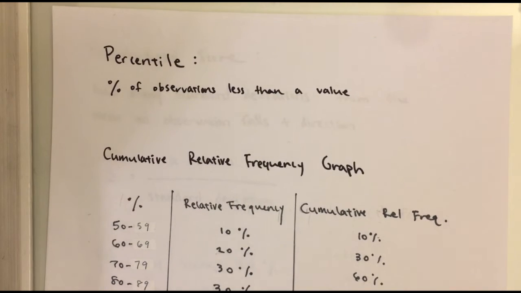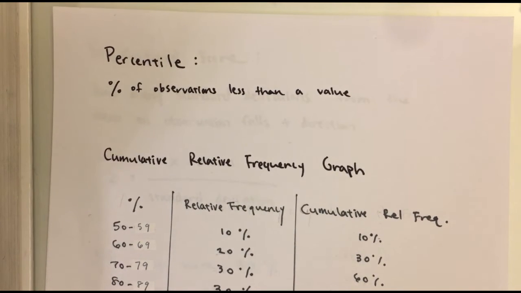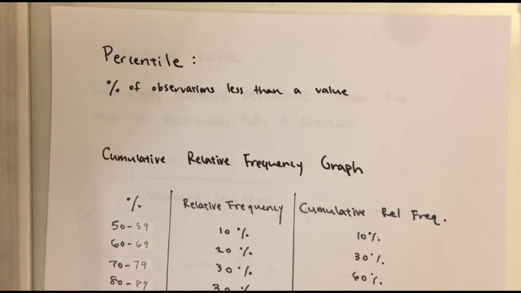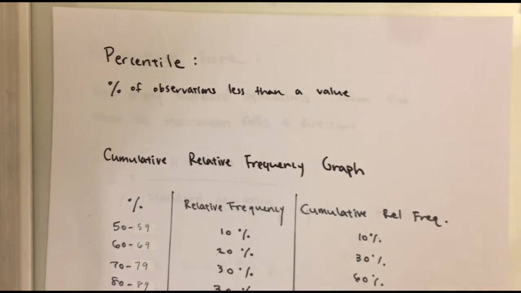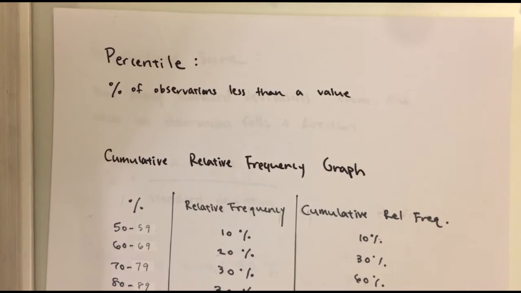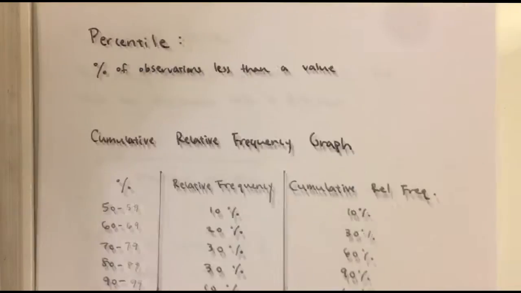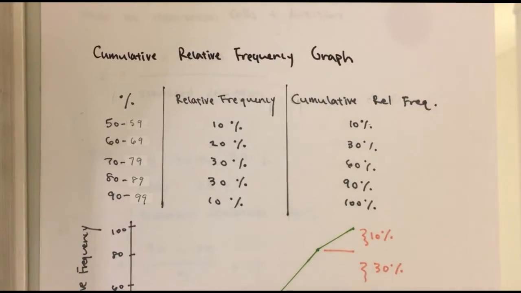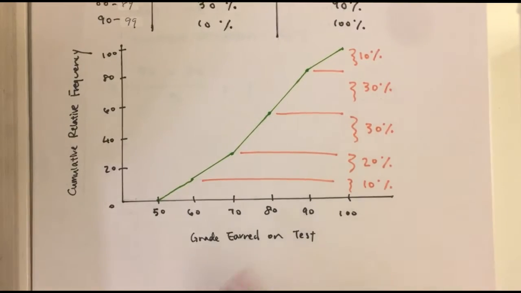A percentile describes the percent of observations less than a certain value in a distribution. So for example, if I got a 60% on a test and 5 out of 50 students in my class got less than 60%, then I would be in the 10th percentile. And using percentiles, we can create cumulative relative frequency graphs, which look something like this.